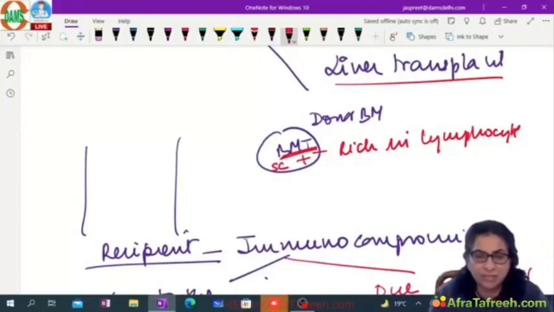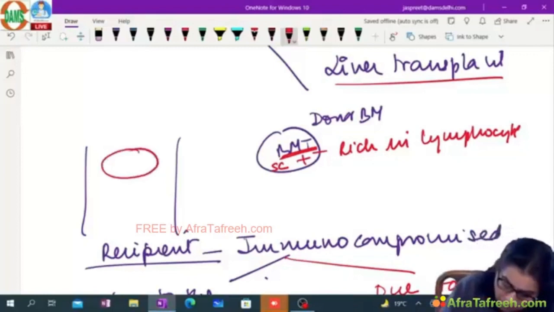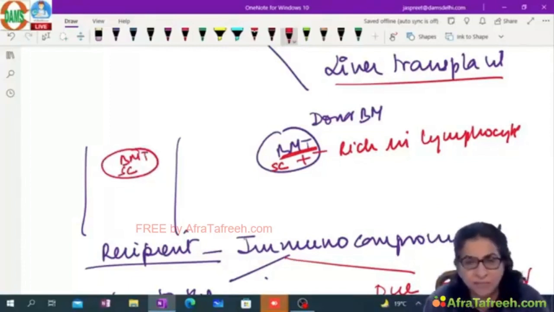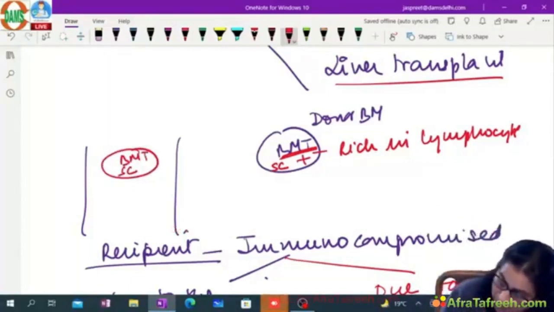Why does it have stem cells? Why are you giving stem cells? So now this bone marrow transplant will come in the recipient, and the stem cells will start regenerating the marrow. What will the stem cells do? They'll start regenerating the marrow.